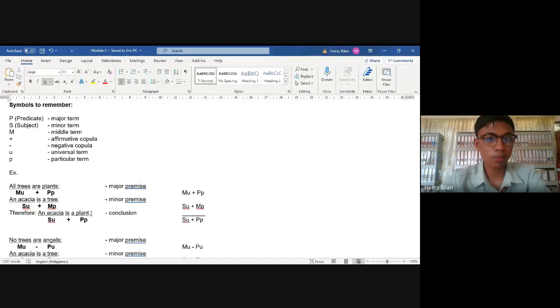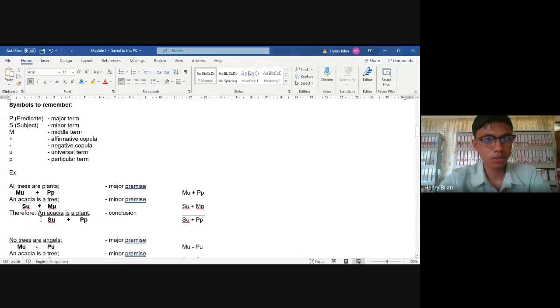Pero pag naging all plants yan, it includes everything, naging universal siya. Or if it excludes everything also, universal. So ulitin ko, pag particular, bahagi lamang siya ng kabuuan. It only includes a part of the totality or of the whole. Whereas if it is universal, it includes or excludes everything. An acacia, so our subject, our minor term, kaya S. And then, U. Ibig sabihin, universal. Because here, it includes all acacia. Though this is singular, but it is treated as universal.